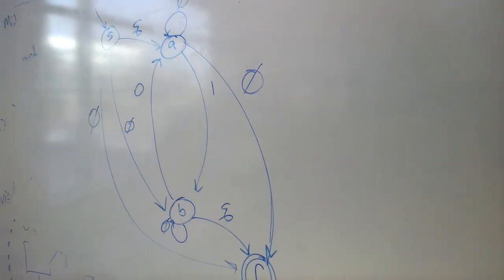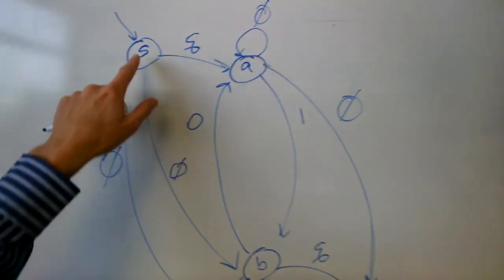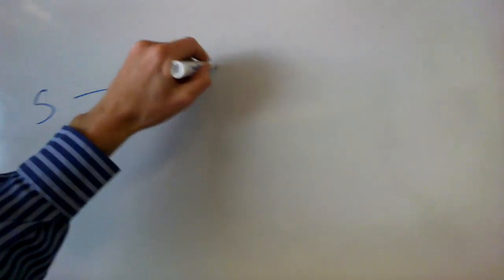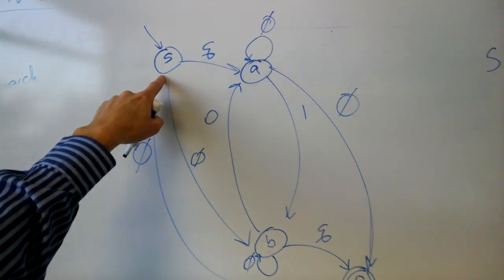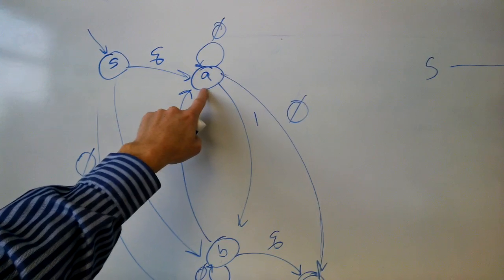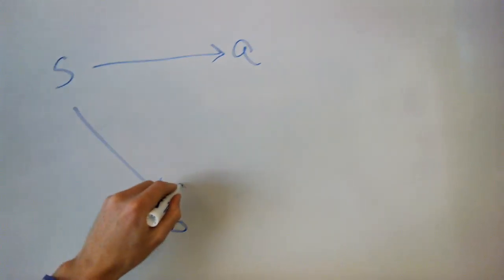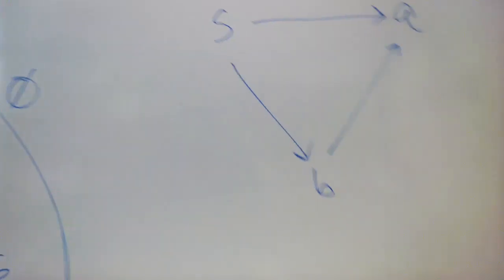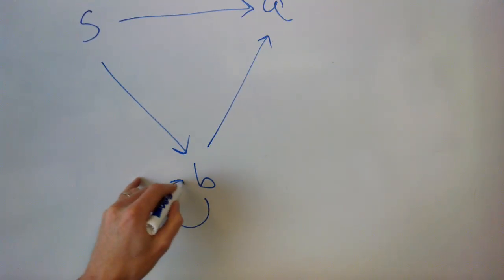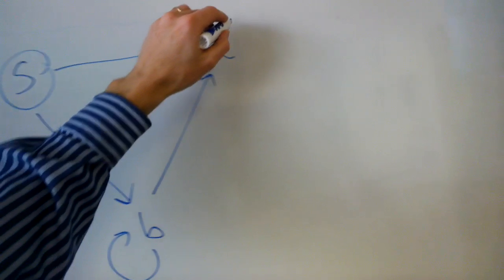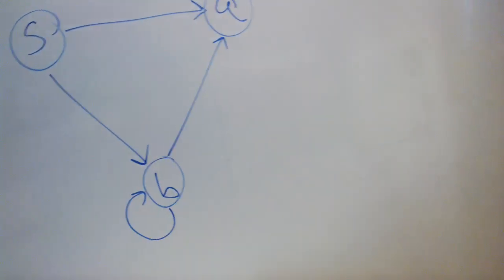So I'm just going to pick a triangle, and this triangle is S to A, so that's the top edge of the triangle, so S to A. And then I'm going to go from S to B to A. So S to B to A. And remember, there's a loop from B back to itself. So I'm going to draw some circles here and a circle here.